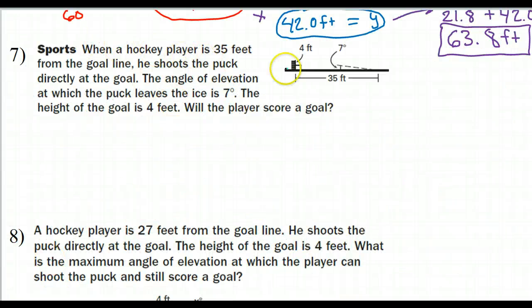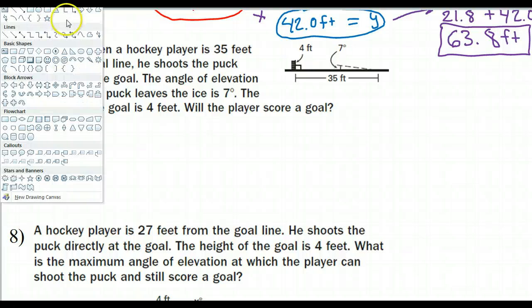Okay, when a hockey player is 35 feet from the goal, he shoots the puck directly at the goal. Kapow! The angle of elevation at which the puck leaves the ice is 7 degrees. All right, so it drifts up at a 7-degree angle. The height of the goal is 4 feet. Will the player score a goal? Well, it's a matter of how high the puck will be. If it's over 4 feet, he's going to miss.